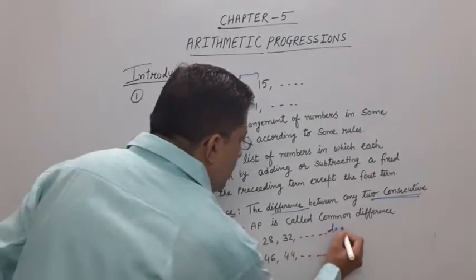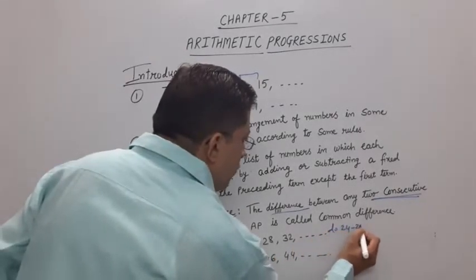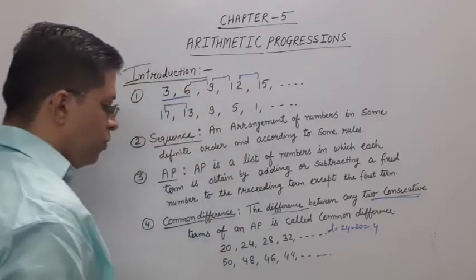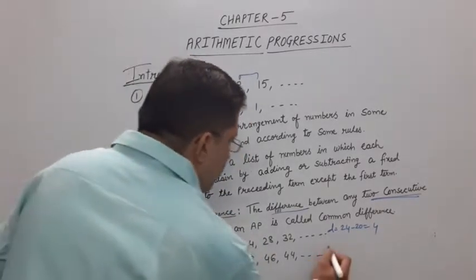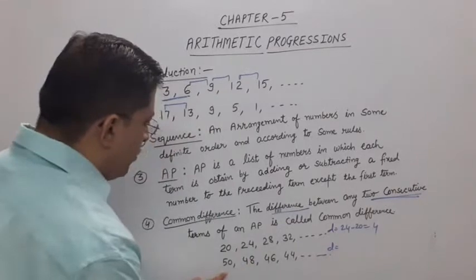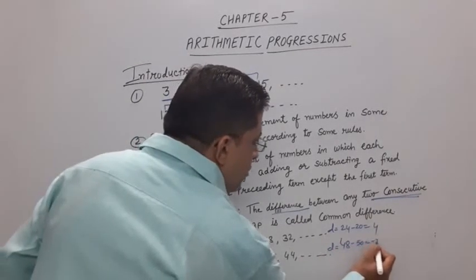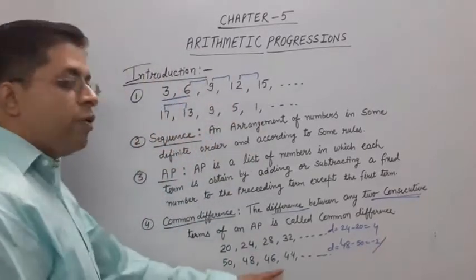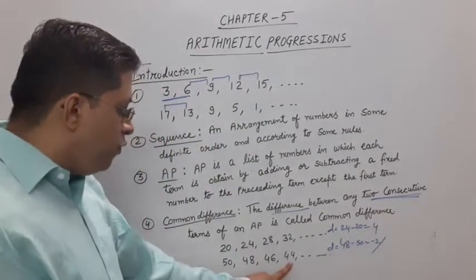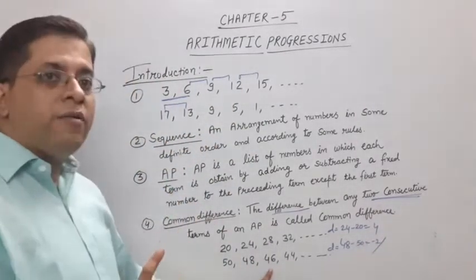What will be D? 24 minus 20. Here it is 4. Here what is D? Second term minus first term. 48 minus 50. D is coming minus 2. You can take any: 44 minus 46. Again you will get minus 2.